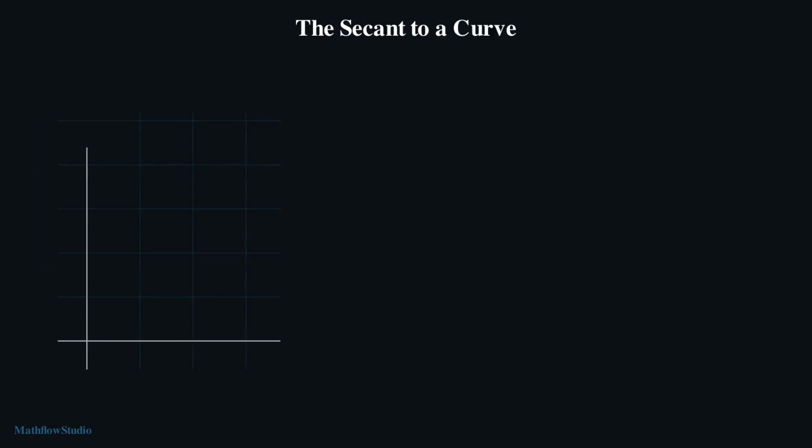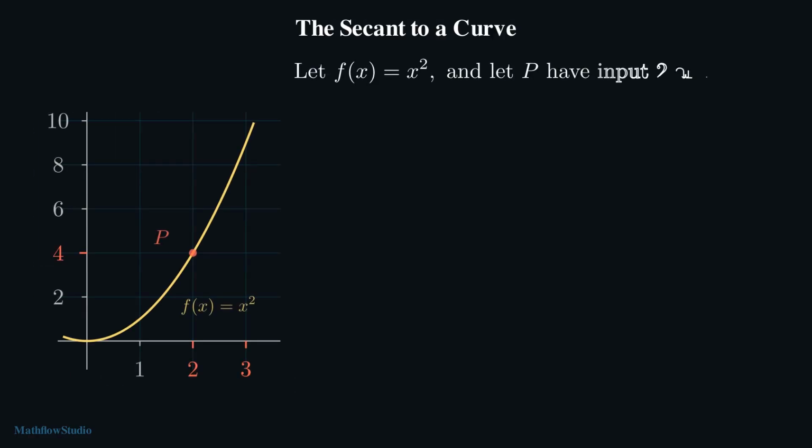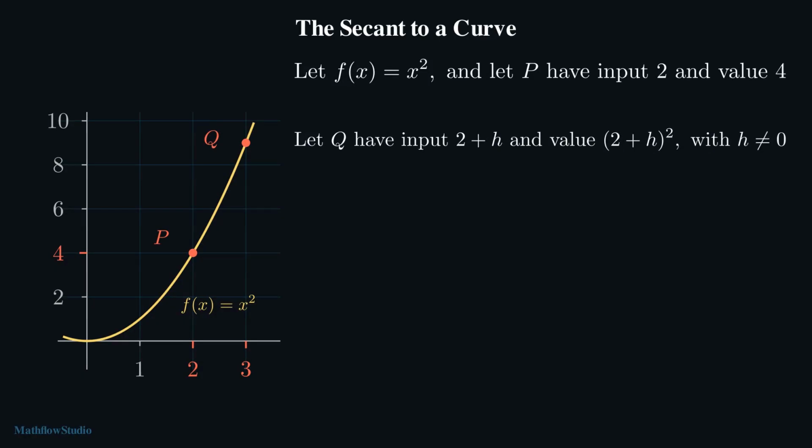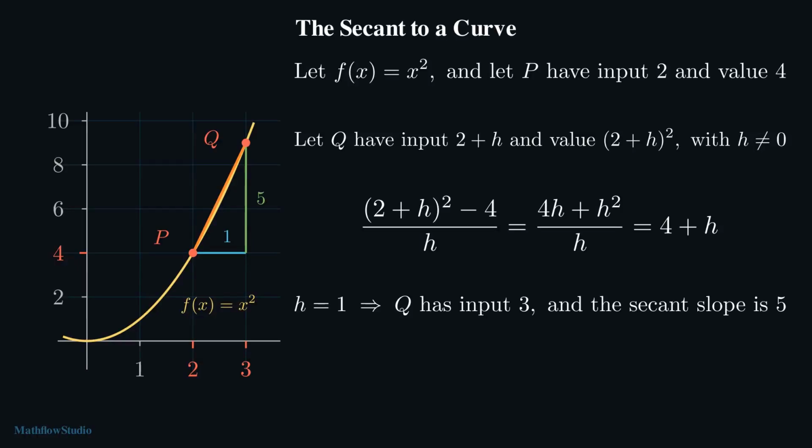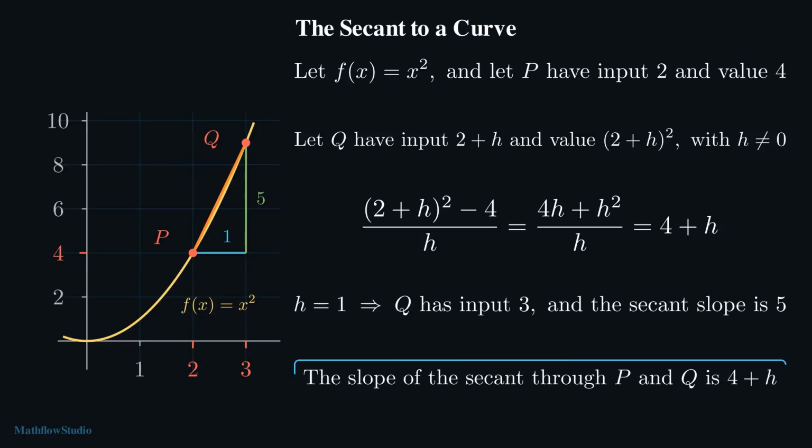Let the function f send the input x to x squared, and let the point P have input 2 and value 4. Let the point Q have input 2 plus the number h, and value the square of 2 plus the number h. The slope of the line through the point P and the point Q is the difference of the two values divided by the number h, which is 4 plus the number h. At the number h equal to 1, the point Q has input 3, and the secant slope is 5. The slope of the secant through the point P and the point Q is 4 plus the number h.